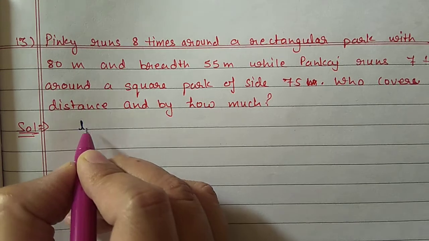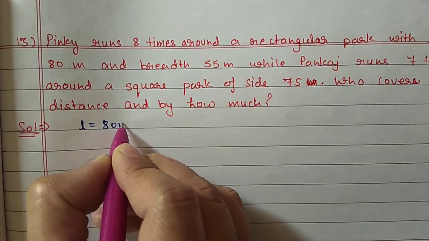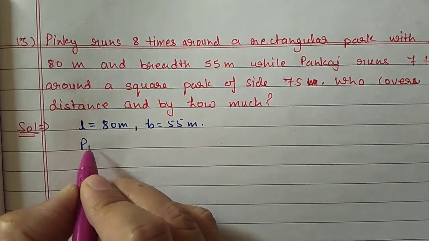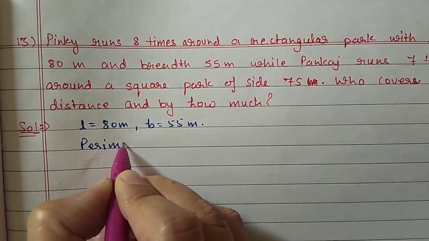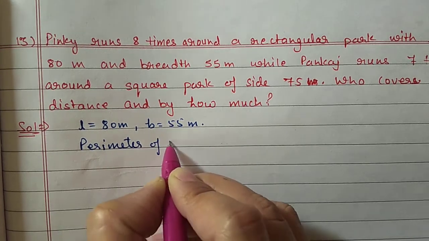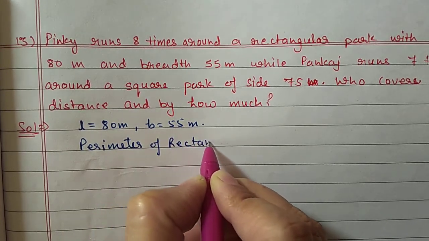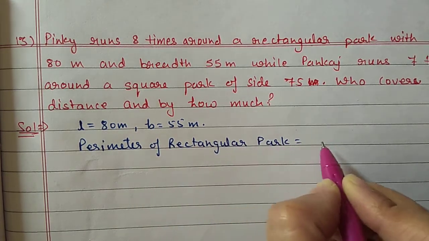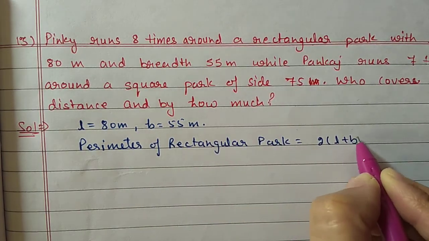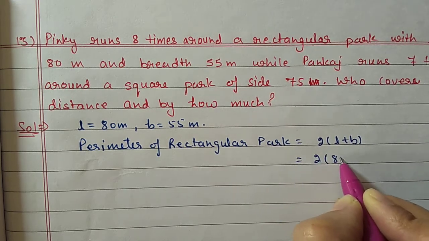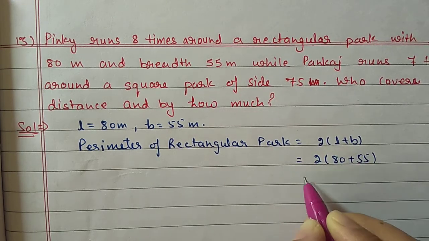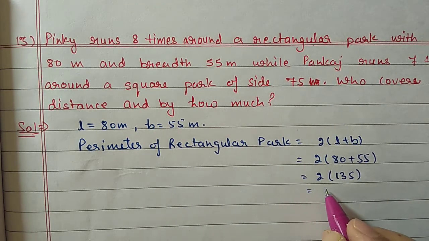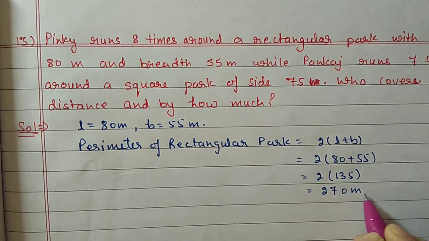For Pinky, length is given 80 meter and breadth is given 55 meter. So perimeter of rectangular park is equal to 2(L plus B). So L is 80, B is 55. 2 into 135, then we will get here 270 meter.